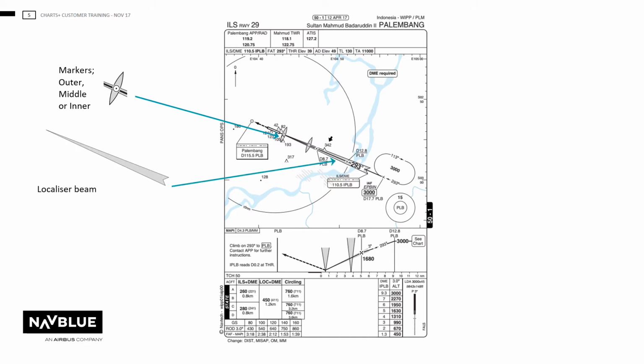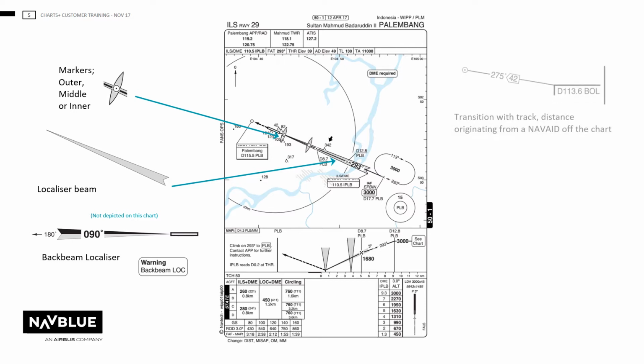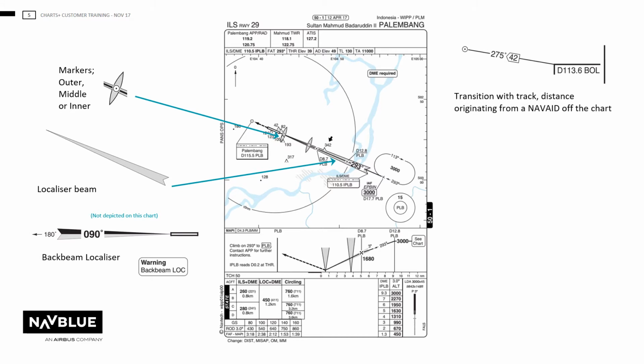The localizer beam. This is showing a front beam localizer. In this example, it is showing a back beam localizer procedure with a solid black part to the left in the approach direction. The back beam outbound bearing either below the localizer or behind it as shown here. A warning note will be inserted for the back beam localizer. A nav aid outside of the chart frame.